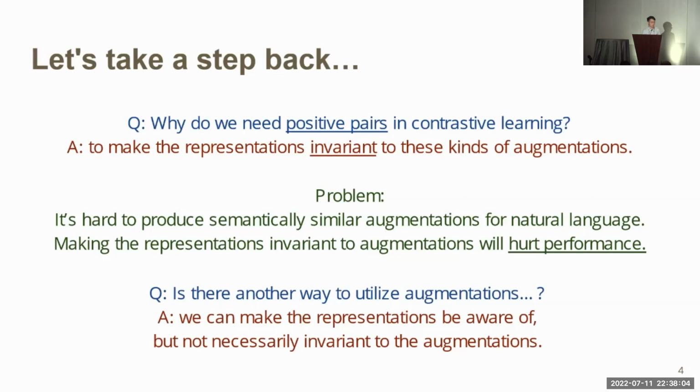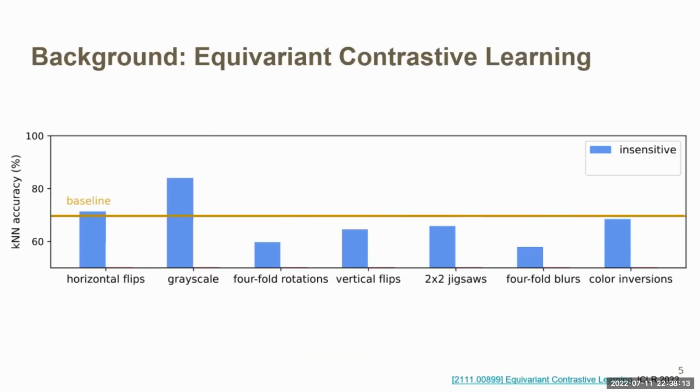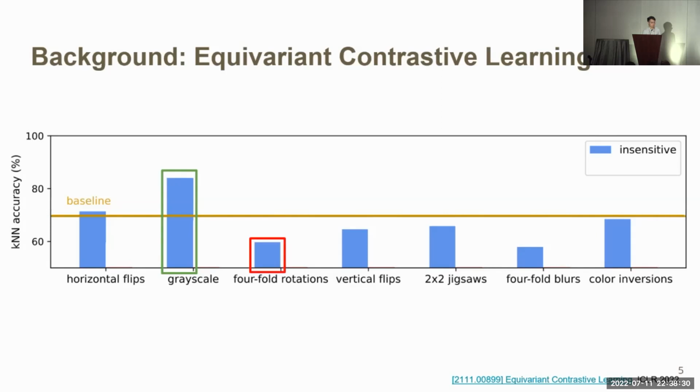Let's look at some examples in computer vision to understand this idea. In computer vision, some of the augmentation methods like grayscale are very useful for contrastive learning. If we use grayscale to produce the positive pairs, we can achieve a much better performance compared to the baseline. In contrast, four-fold rotation is a very bad augmentation method. We can only achieve a worse result compared to the baseline.